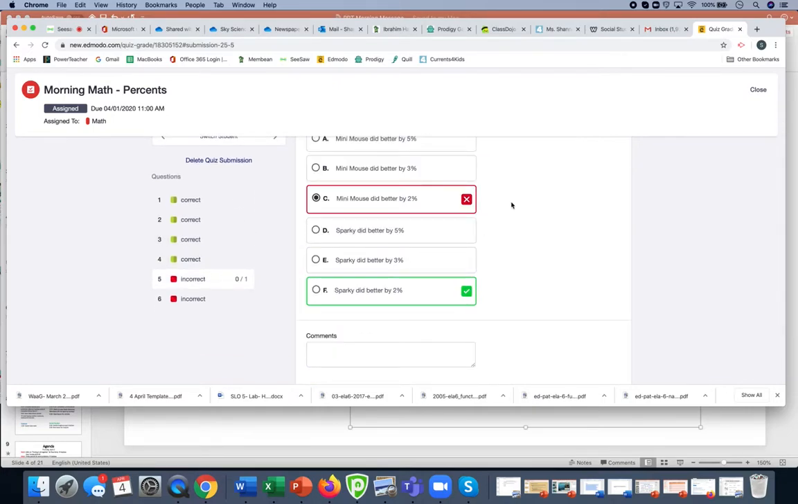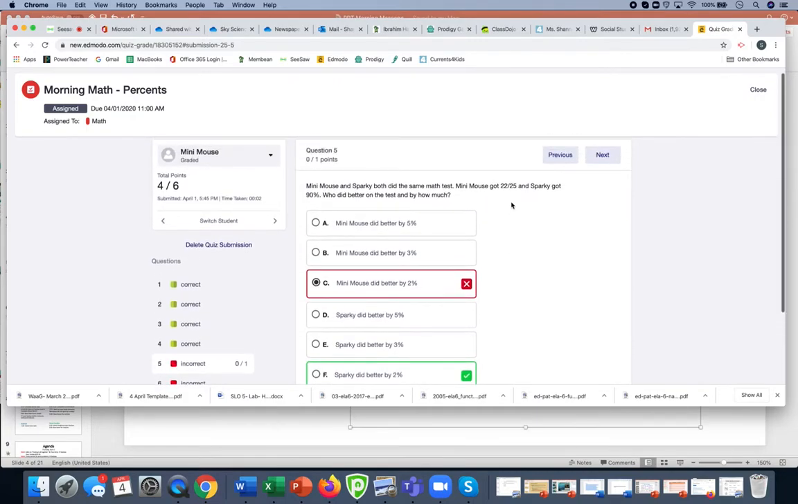Next is, okay, Minnie Mouse got this one wrong. Minnie Mouse and Sparky both did the same math test. Minnie got 22 out of 25 and Sparky got 90%. Who did better on the test and by how much? So for this one, you might have needed to have a piece of paper out to do your calculations. So for this, we know 22 out of 25. Well, what's the magic number? How do we get the denominator of 25 to be 100? Magic number would be 4.